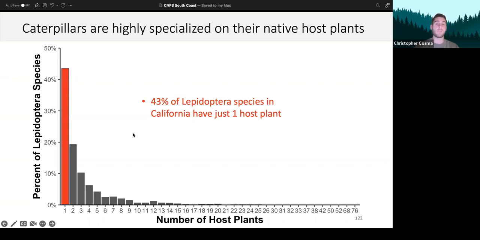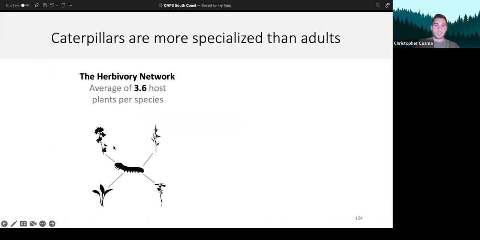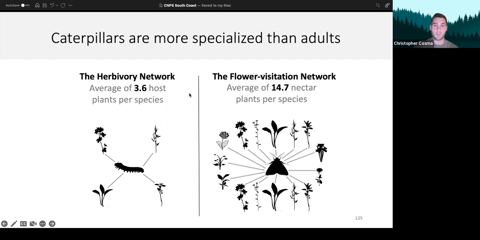So number one, I've shown that 43%, almost half of Lepidoptera species in California have just one host plant species. And a full 73%, so three or fewer, 73% of Lepidoptera have three or fewer host plants. So these three bars here. And so caterpillars are highly specialized. The average there was 3.6 host plants per species. And in fact, they're more specialized than the adults. In the flower visitation network, our adults have an average of 14.7 nectar plants per species.